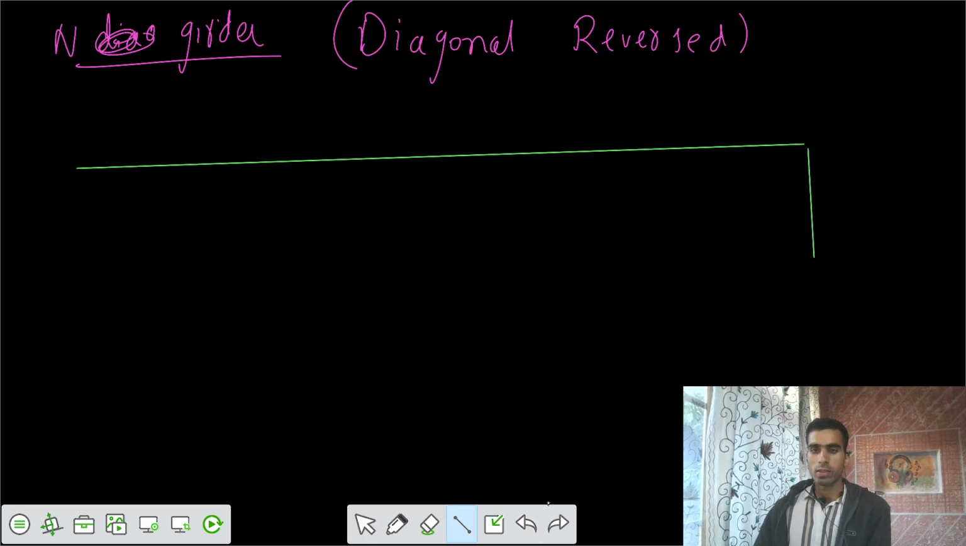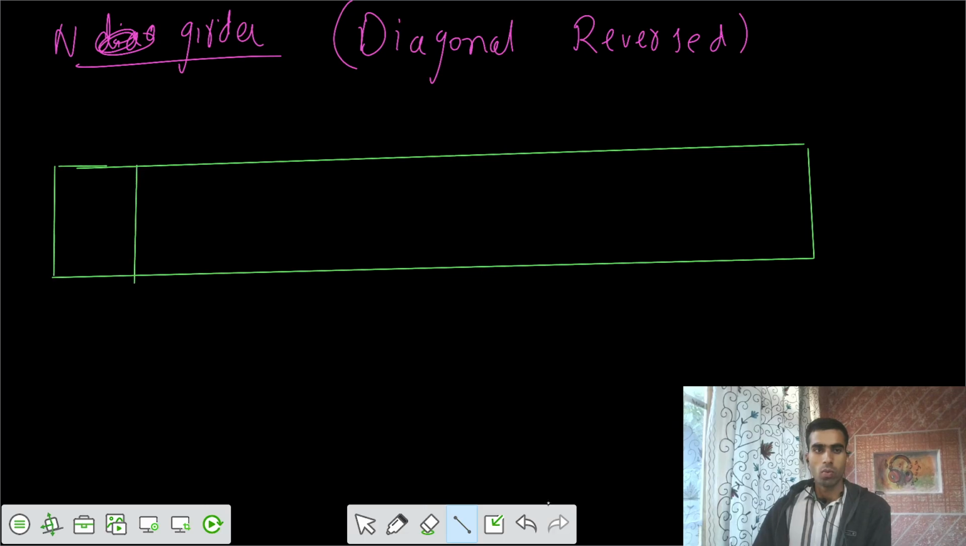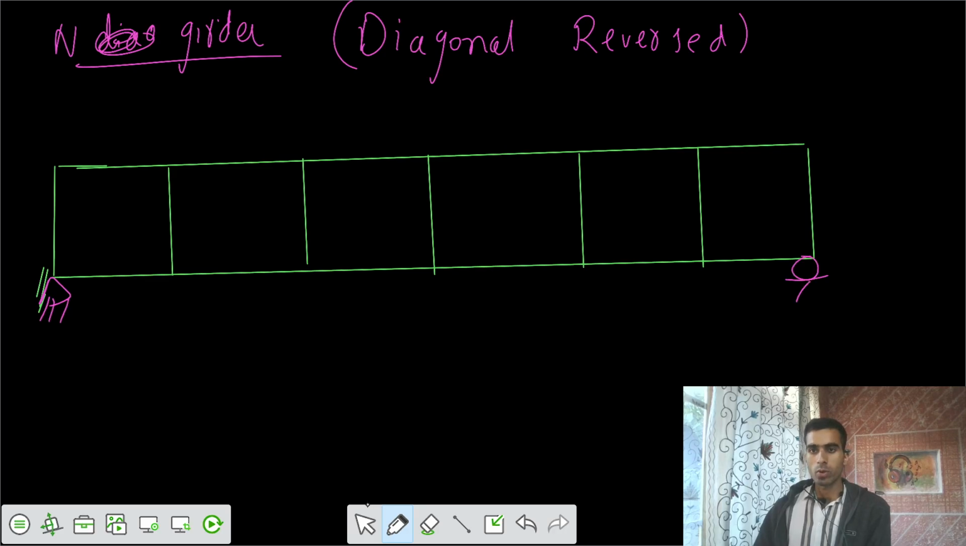We have panels 1, 2, 3, 4, 5, 6. Then we have the supports, support A and support B, and the joints labeled A, B, C, D and P, Q, R, S, and so on.